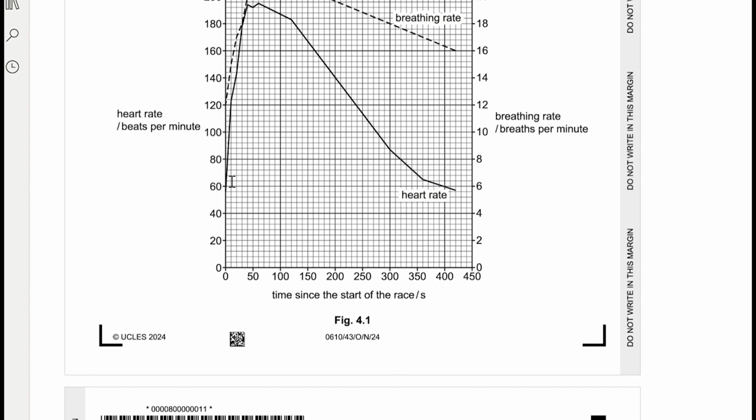Right, but then again it increased to almost 186 here after some seconds, after almost 50 seconds, while the breathing rate was at 120, but it also rose to a certain point. Then after that we have a recovery period. Then you see a fall in heart rate and breathing rate. So let's see what the question wants.